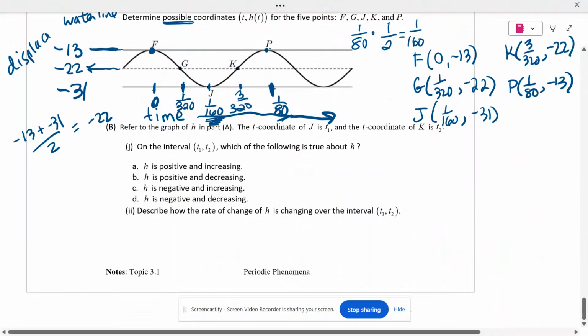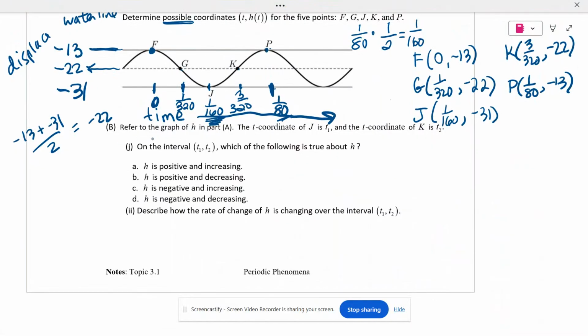This is part B on page 12. Part B says refer to the graph of H in part A. The t-coordinate of J is T1 and the t-coordinate of K is T2. On the interval T1 to T2, which of the following is true about H? So this is kind of fancy jargon. I just want to know from J to K, right?